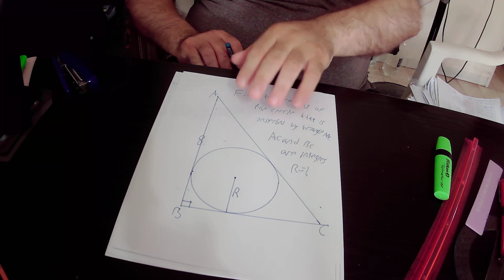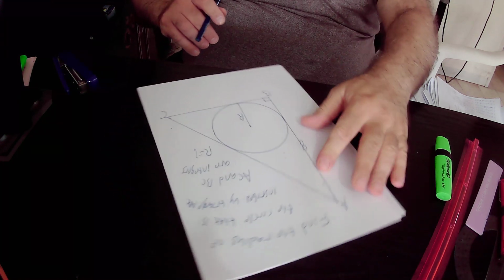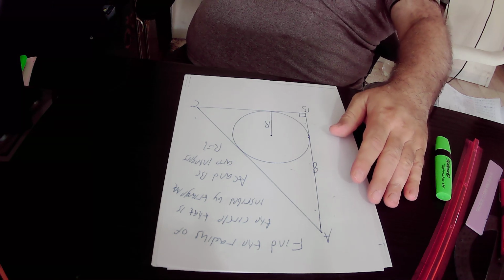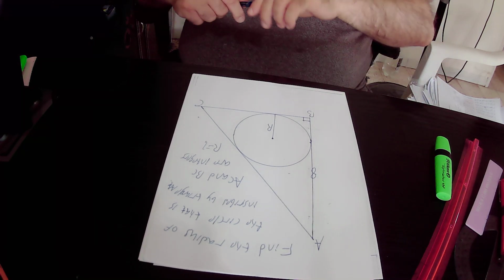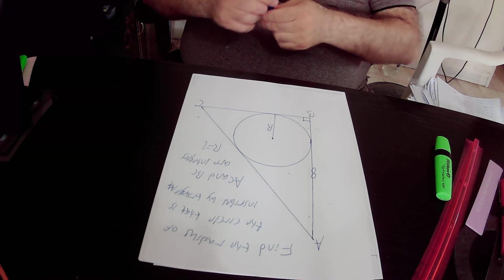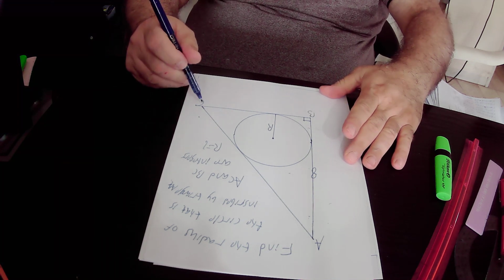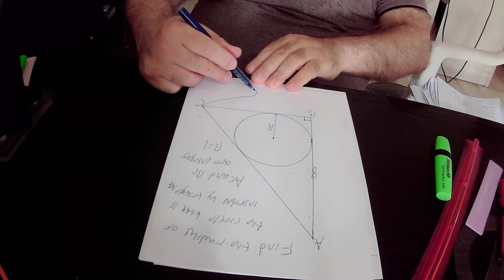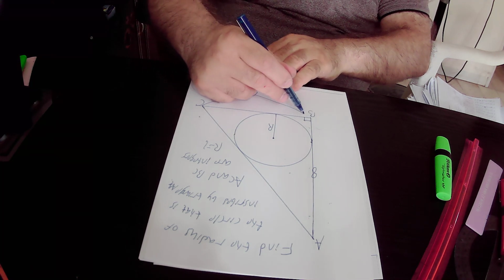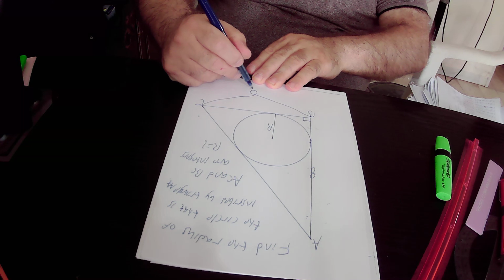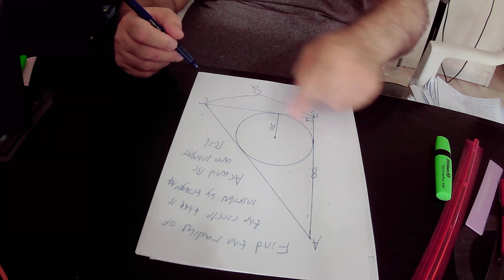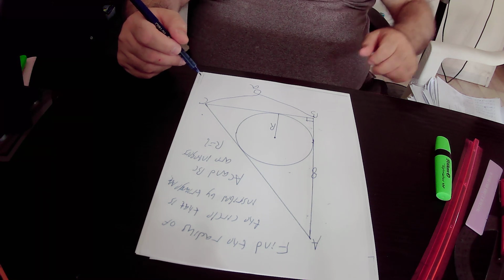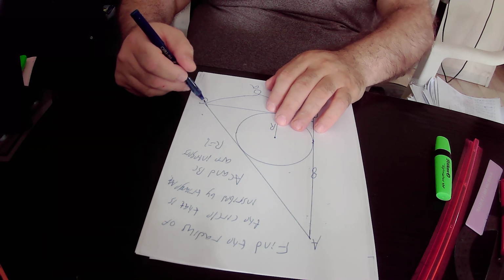So first of all we will define side BC as A. Side BC equals A units according to our definition, and we define side AC, that is the hypotenuse of the right triangle ABC, as B.